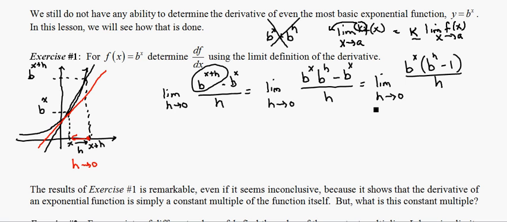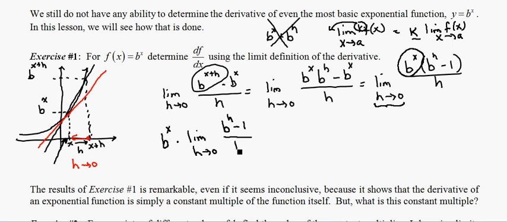Now what's interesting in this problem is that x isn't the variable that's changing. It's h that's changing. As far as this problem is concerned, x is actually a constant, right? It's not moving at this point. So I'm going to factor that b to the x out of my entire limit. And this is what I'm going to be looking at. B to the x times the limit of b to the h minus 1 divided by h.